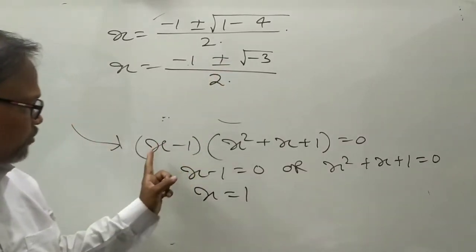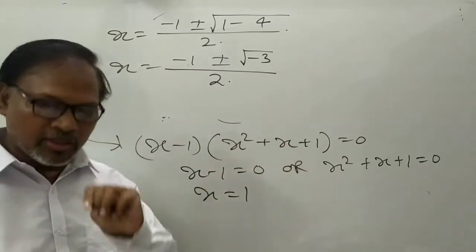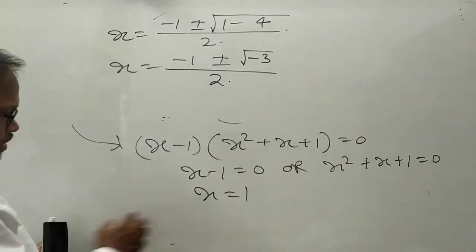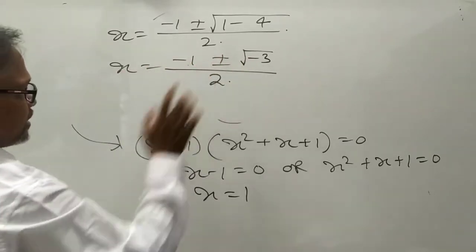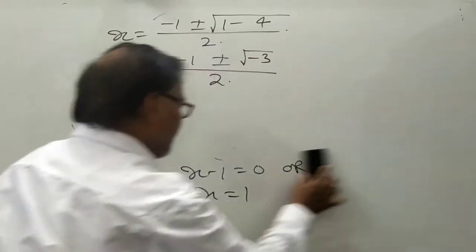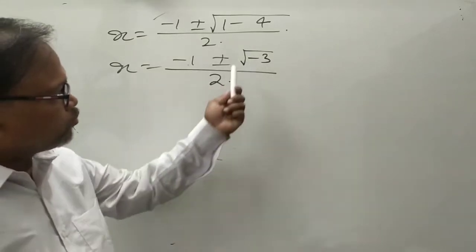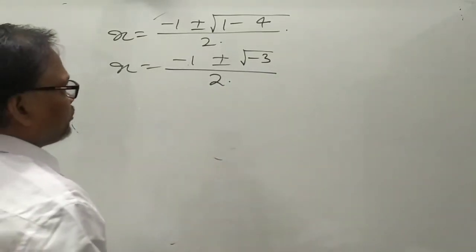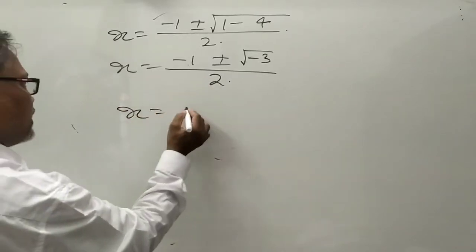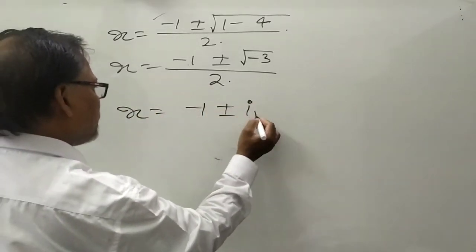Means if a cubic equation is there, then you will get three values. Now these three values: x is equal to 1, and x is equal to these two with plus and minus. Now this is minus root 3, this is root of minus 3, so it means this is the imaginary value. You can write this one as plus minus i root 3.